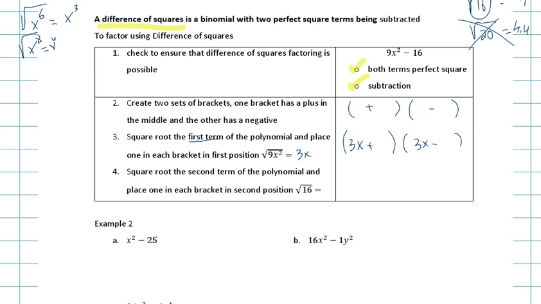Then I'm going to take the second term and do the square root of it. Square root of 16 is? 4. So I'm going to place a 4 in the second position. And these are my factors.